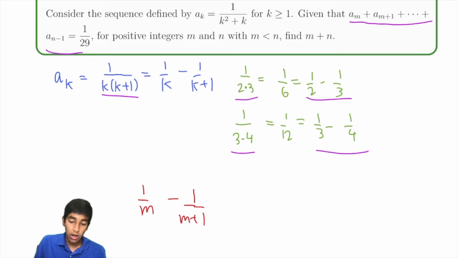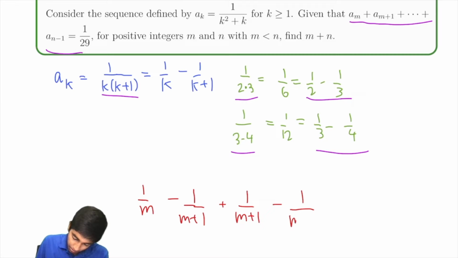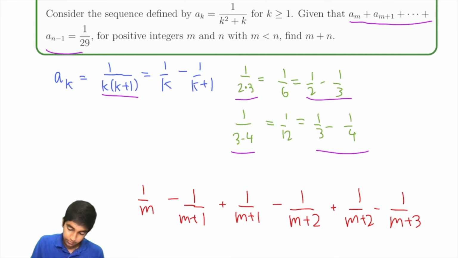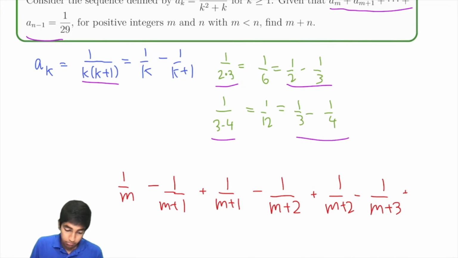What is a of m plus 1? That's 1 over m plus 1 minus 1 over m plus 2. What is a of m plus 2? 1 over m plus 2 minus 1 over m plus 3. Dot dot dot, all the way till, what is a of n minus 1? 1 over n minus 1 minus 1 over n.